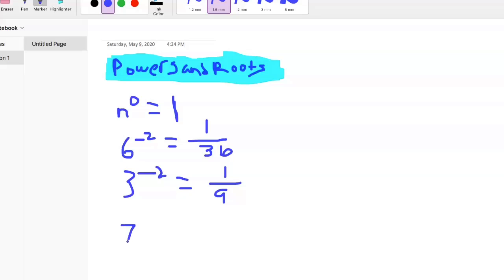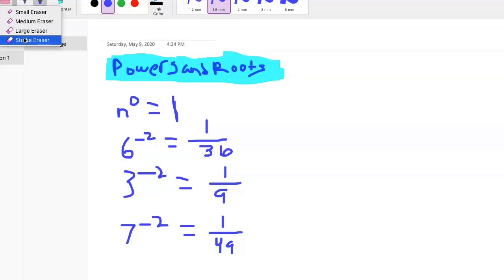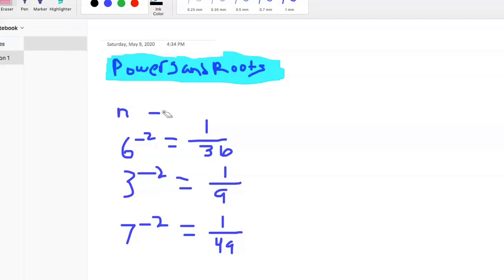One last one, just for fun. Doing all the same stuff: 7 to the negative 2, we know it's a fraction, 1 in the numerator. 7 squared is 7 times 7, which is 49. That's it. Not too bad, right? That's negative exponents. It's just 1 over whatever the number would be if there wasn't a negative there.